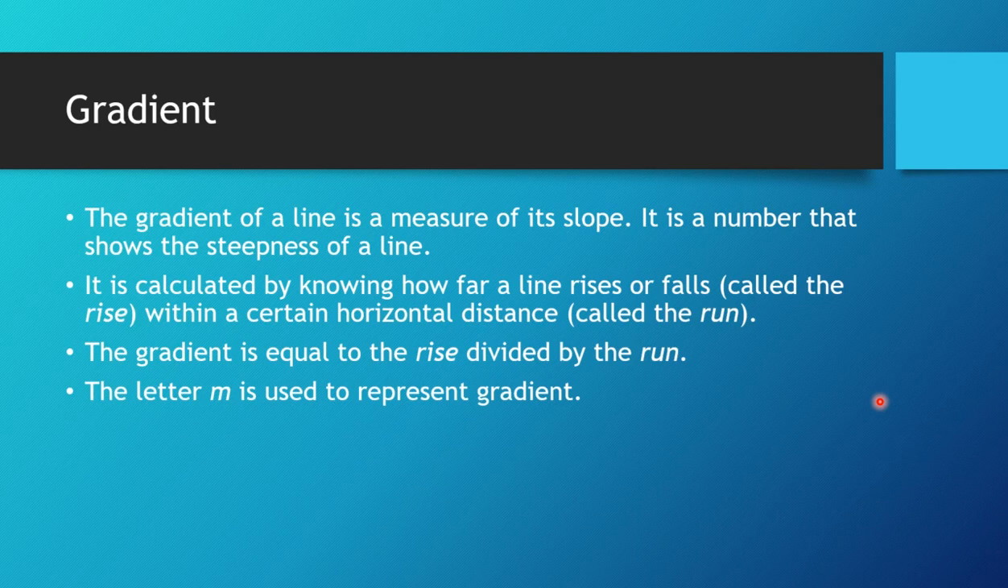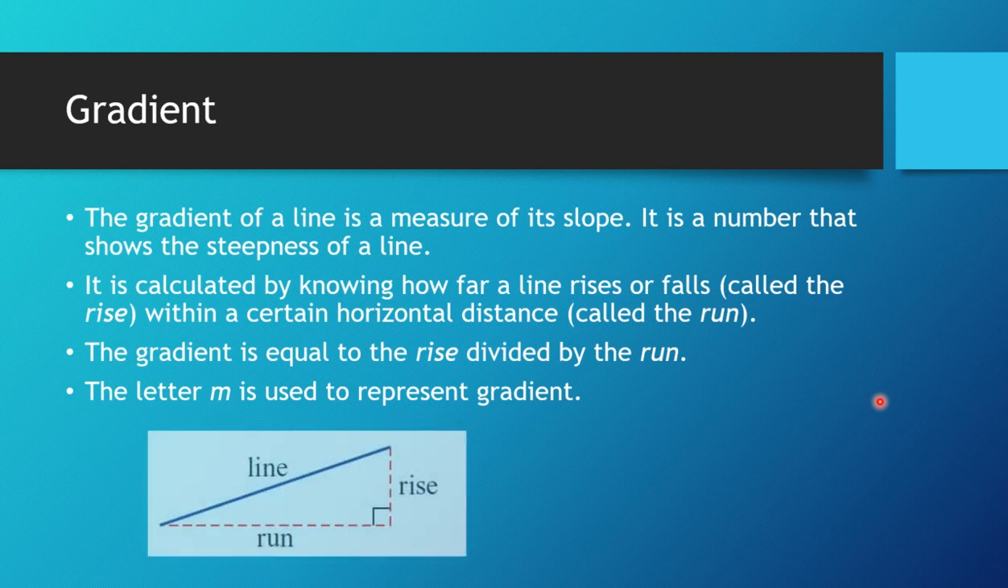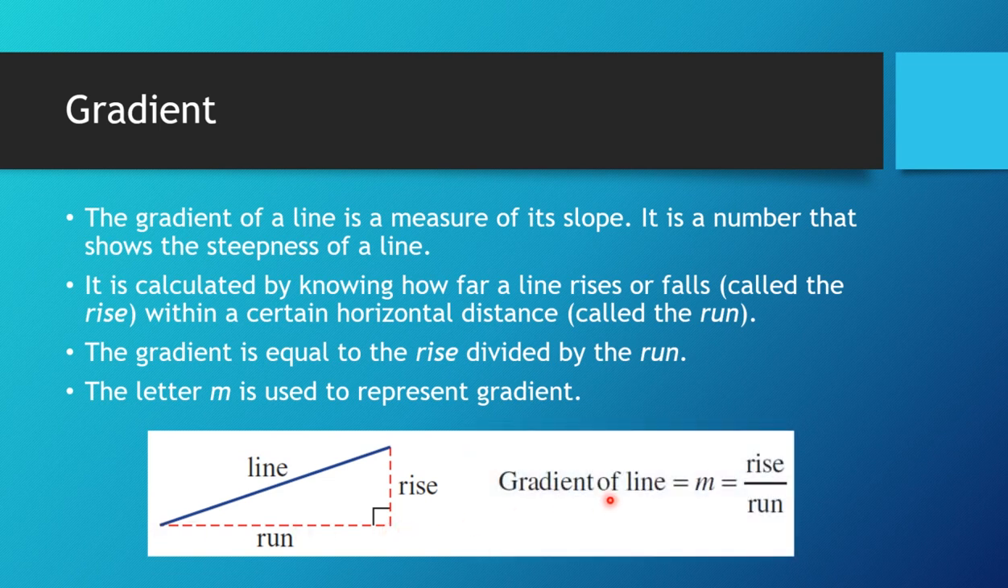The letter M is used to represent gradient. So here is an example of a line. We can see how far across it runs and how far up it goes. And the gradient is this distance here, the rise, divided by the run. So we get the gradient of a line. M is the rise over run.